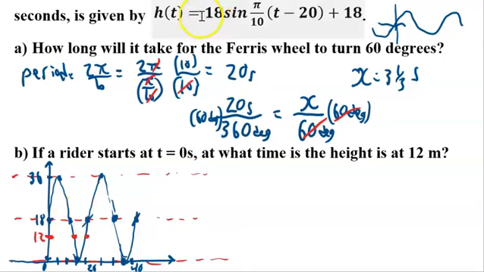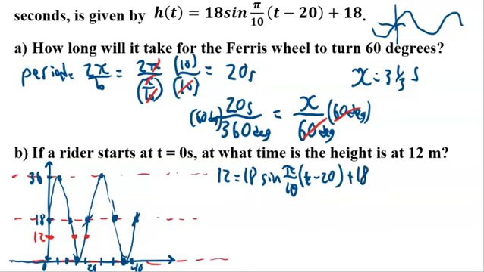So we need to plug in 12 for height into the equation. So 12 meters, I'll just leave the meters out. So 12 equals 18 sine of pi over 10 t minus 20, plus 18. And you might be thinking, why didn't we just start off with the equation? There's a reason why we wanted to look at which way it goes. Okay, so we want to solve for this.